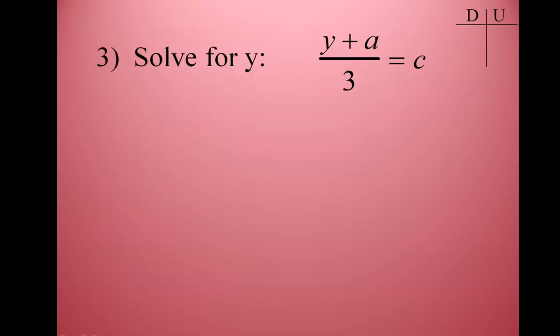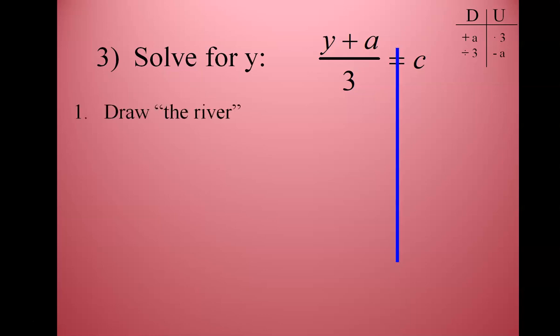And let's take a look at the steps. Again, we're going to put in our do-undo chart. It was adding a, then dividing by 3. So to undo, I have to multiply by 3 first and then take away a.